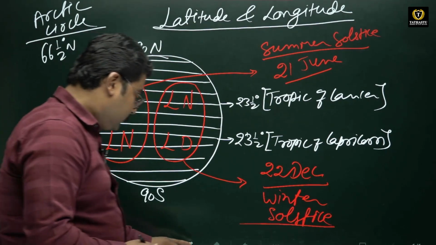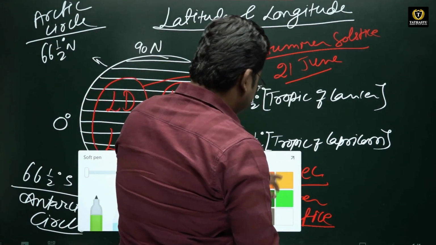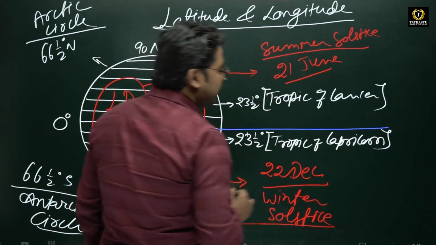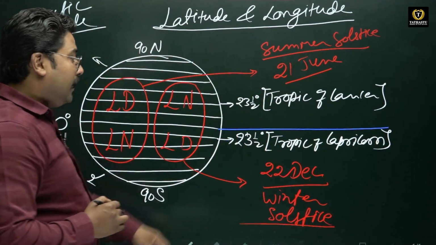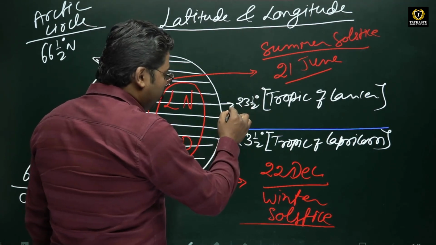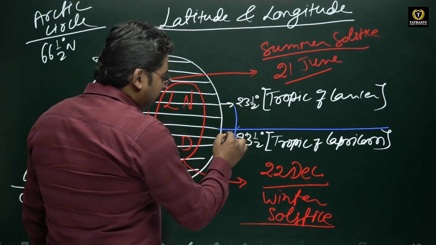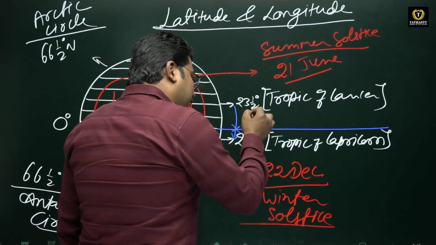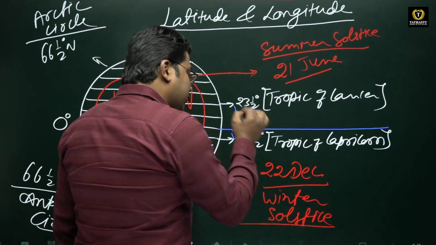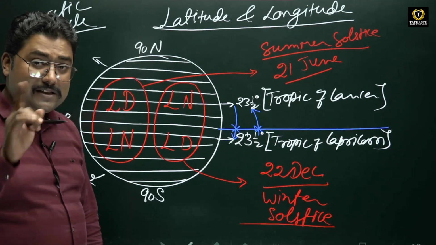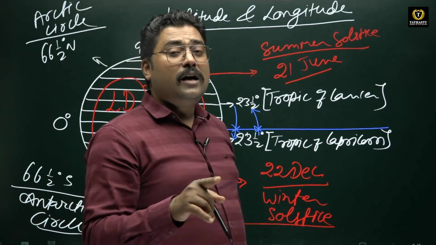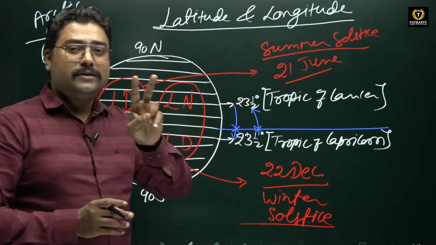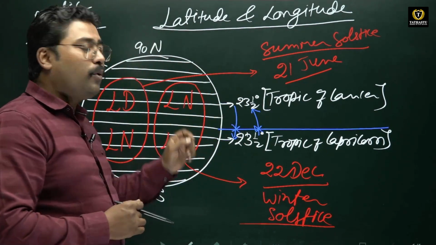Now if we notice, this is our equator. When the sun is moving from Cancer to Capricorn, it is crossing the equator one time, and again when moving from Capricorn to Cancer, it is crossing the equator for the second time. This means the sun will be vertical for 2 days in a year over the equator.